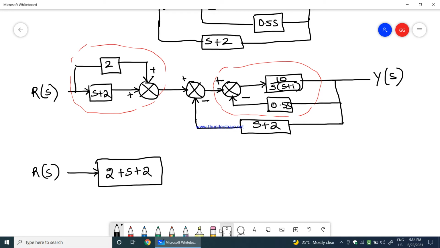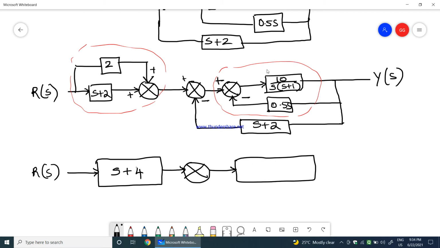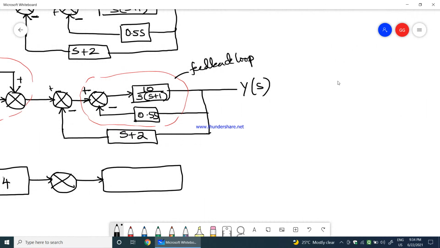So I'll just say it is s plus 4, because they are parallel, so they both get added up. So it is s plus 4, giving to a summing point, and this is given to another single block, where this is in the feedback loop. This is a feedback loop. Therefore, I'll just solve it first and then I'll write that here. So it is 10 divided by s into s plus 1.